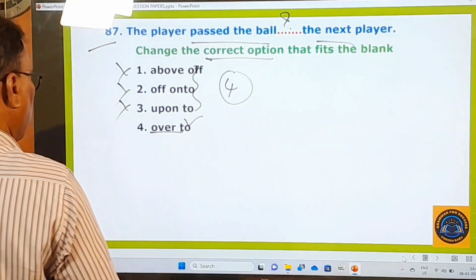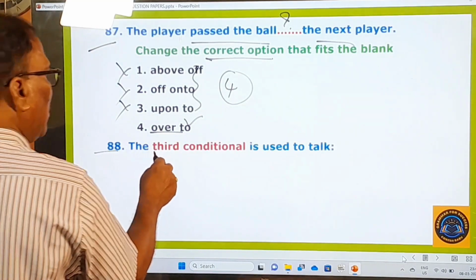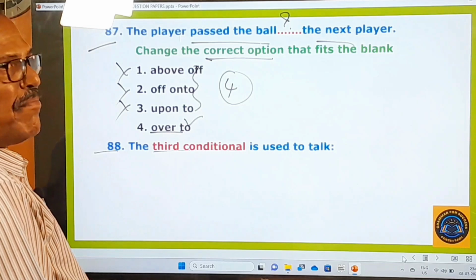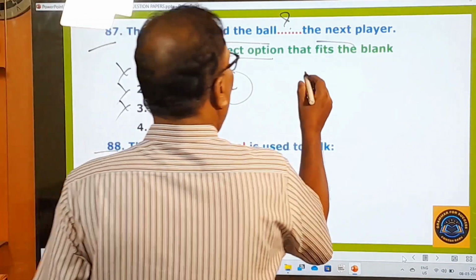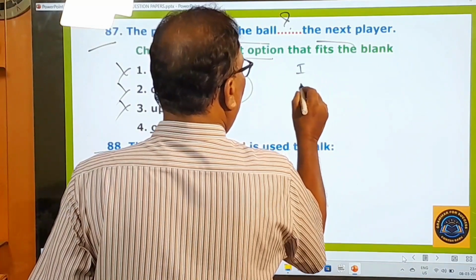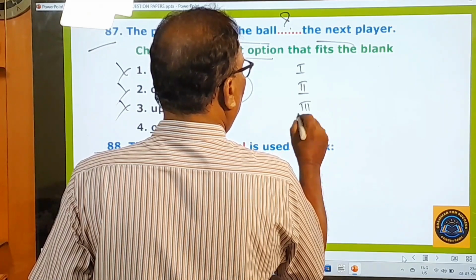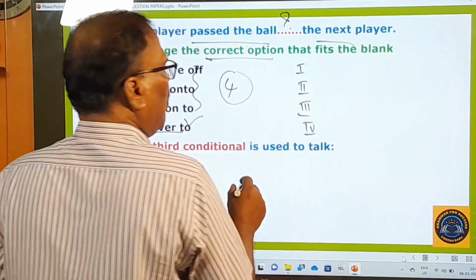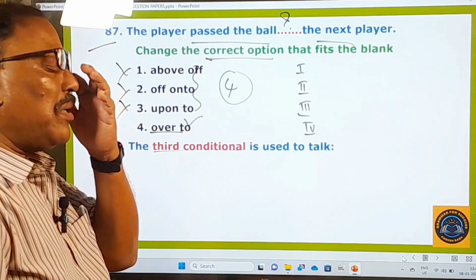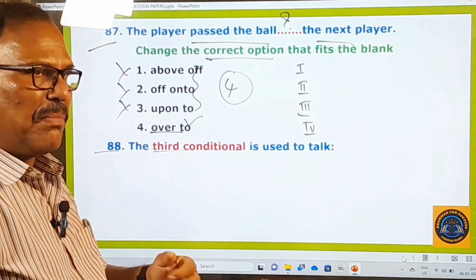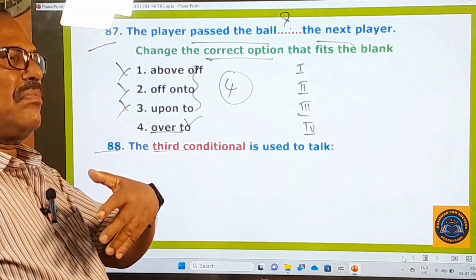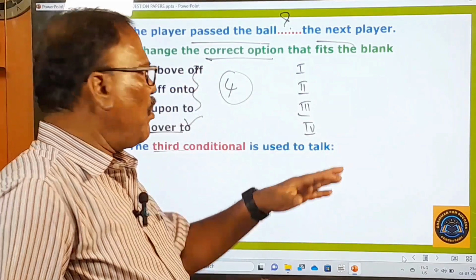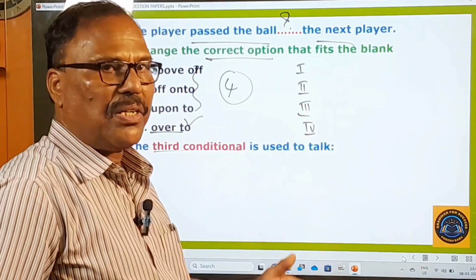Next question is the 88th one. The third conditional is used to talk. The third conditional. We have four conditional sentences, first one, second one, third one, and fourth one. Actually, broadly speaking, there are only three conditional sentences, because I talked a few days ago about these three kinds of conditional sentences.